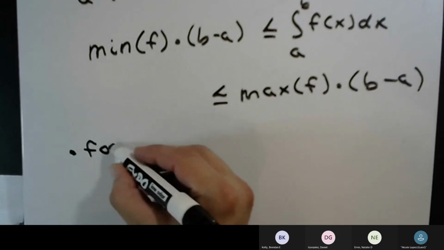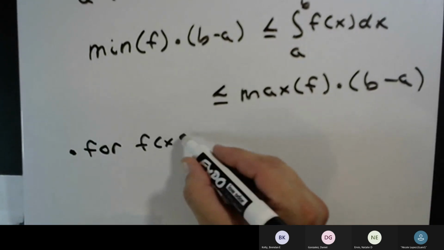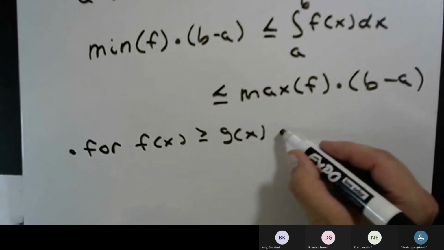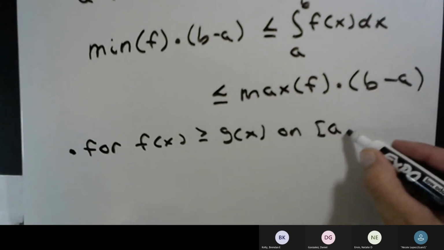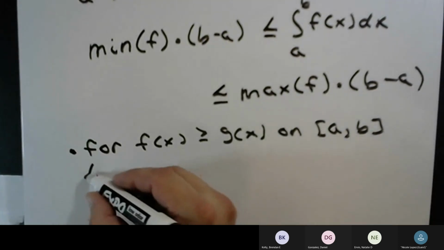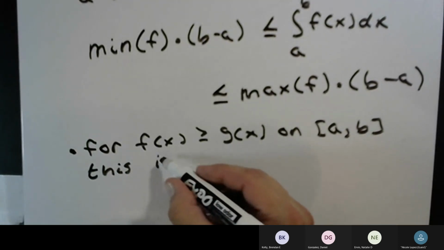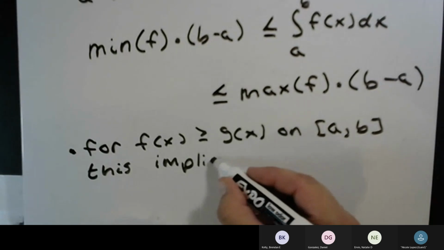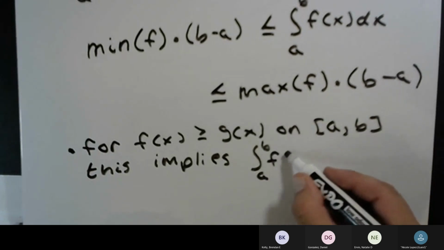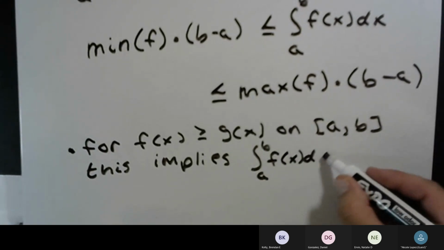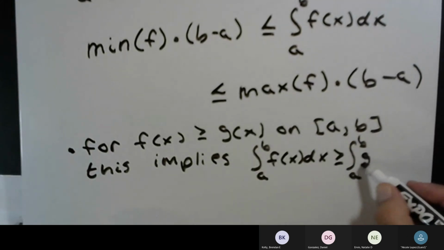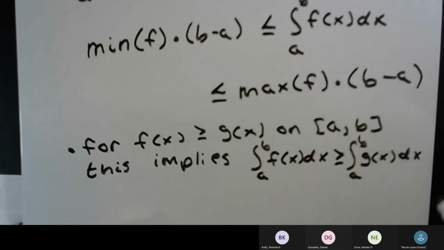Now, these are just more properties. For f of x greater than or equal to g of x on [a, b], this implies that the integral from a to b of f of x dx is greater than or equal to the integral from a to b of g of x dx.